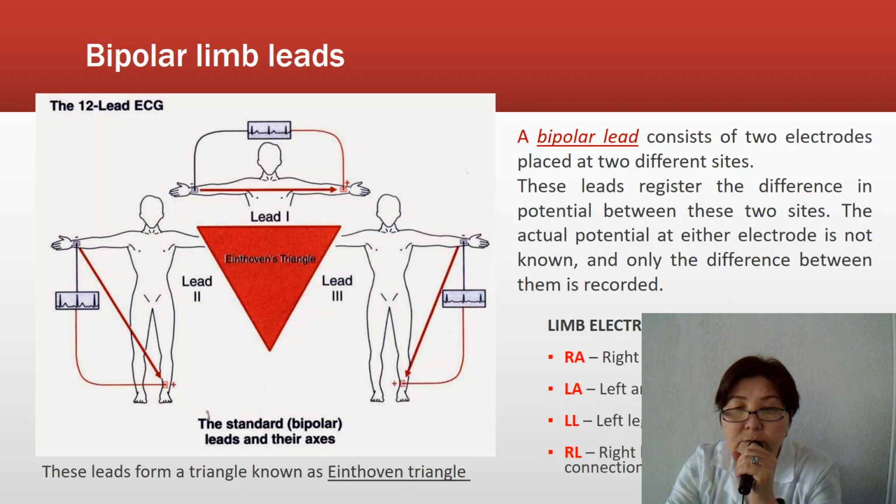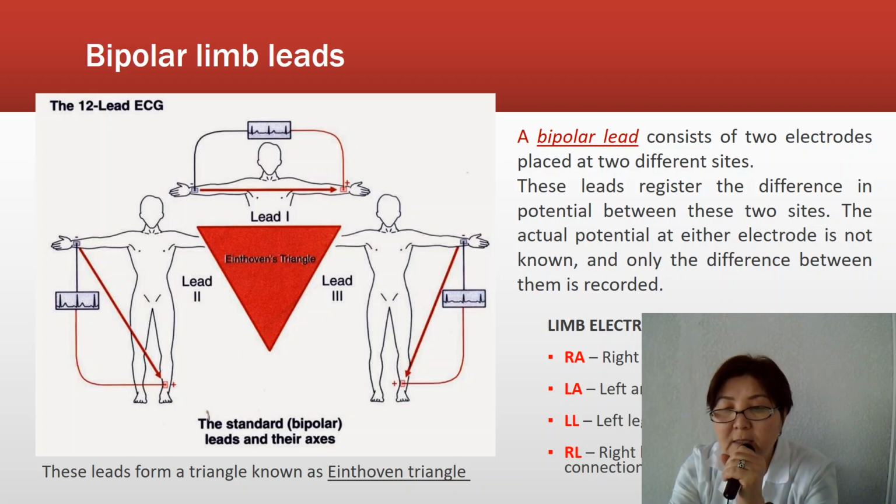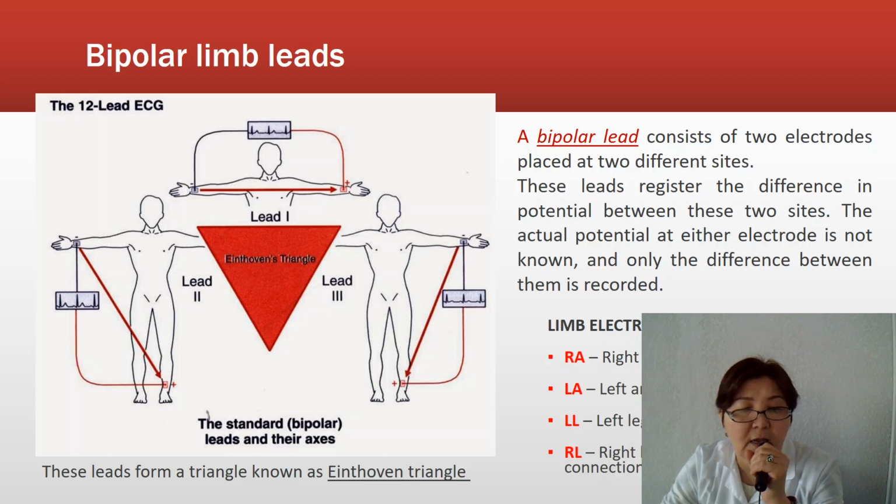Limb electrodes are right arm red, left arm yellow, left leg green, and right leg black, which is neutral. It means ground connection and is not used for measurement. These leads form a triangle known as Einthoven triangle.